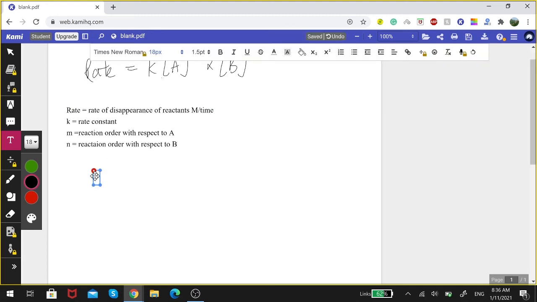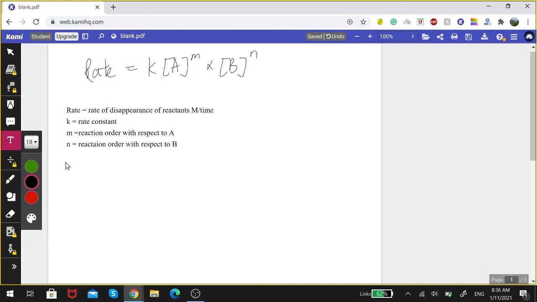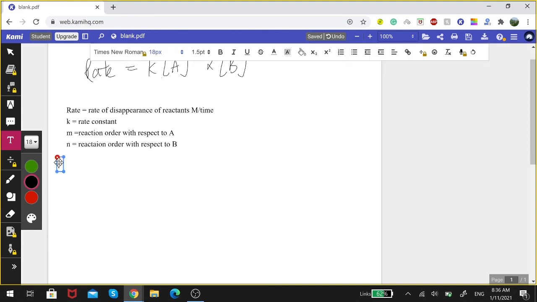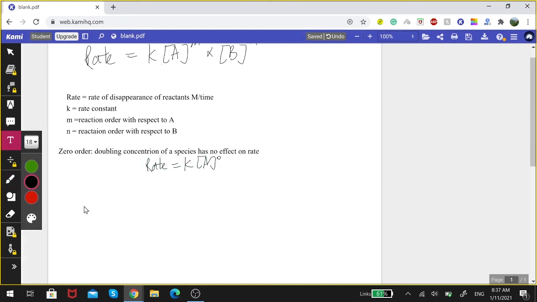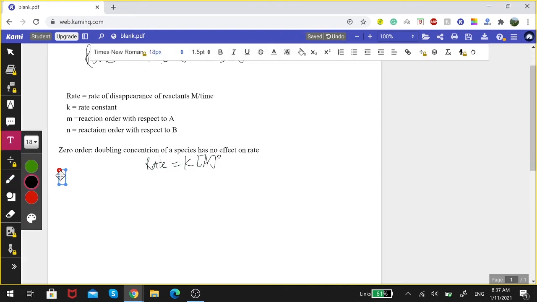Now what is the reaction order? Reaction order can only be found by using experiment data. And there are 3 types of reaction order. We have zero order. This means doubling the concentration has no effect on rate. This is basically saying rate is equal to K times A to the 0th power. A to the 0th power is 1. So doubling the concentration will have no effect.